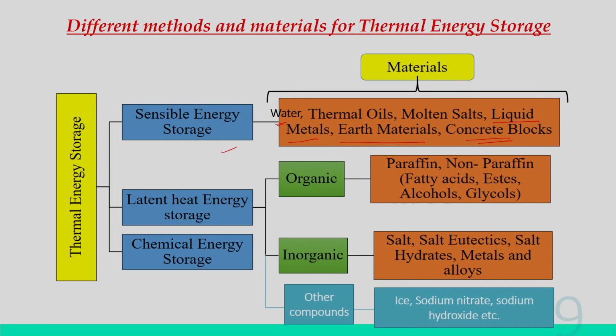And for chemical energy, there are different chemical reactions, like methane reacts with water vapor, it produces hydrogen plus carbon monoxide. So, that way we can have reactions, and that will be the forward reaction and then the backward reaction. That way we can store the energy.